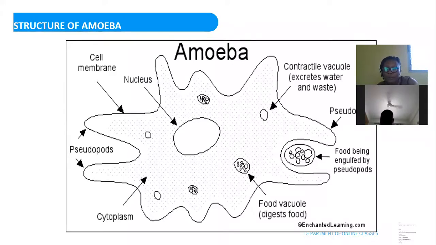Now, when you view this structure under a microscope, it looks like a jelly-like tiny structure. When you view it under a microscope, this is how it looks like, very tiny, okay? Now, the pseudopodia of the amoeba is what allows the amoeba to move. So pseudopodia helps in movement in amoeba.